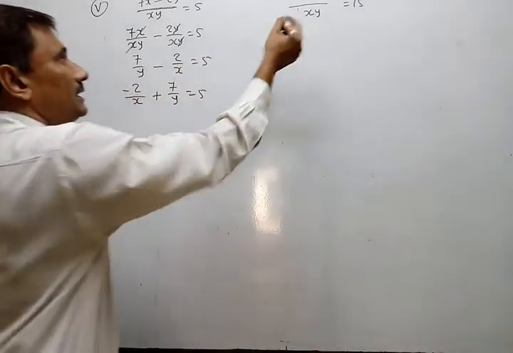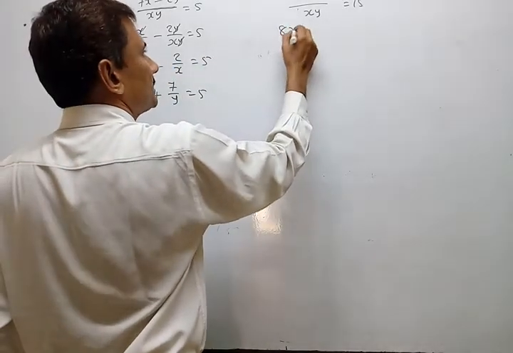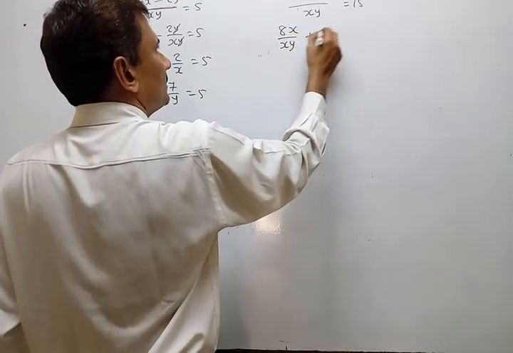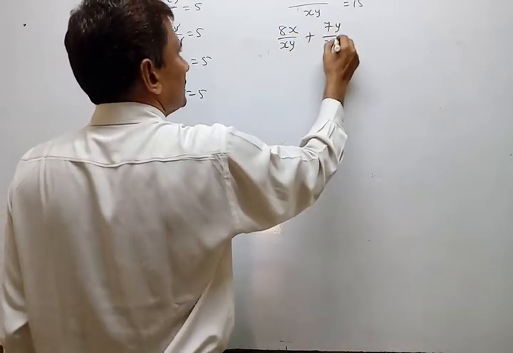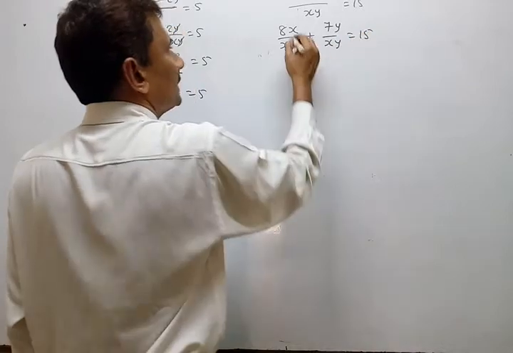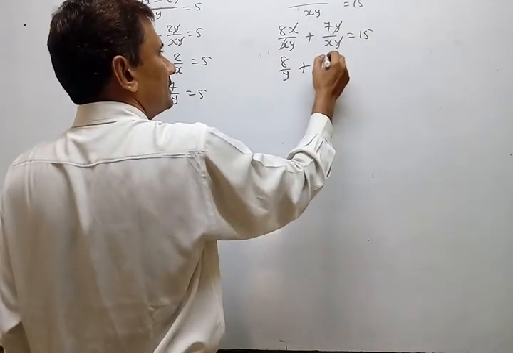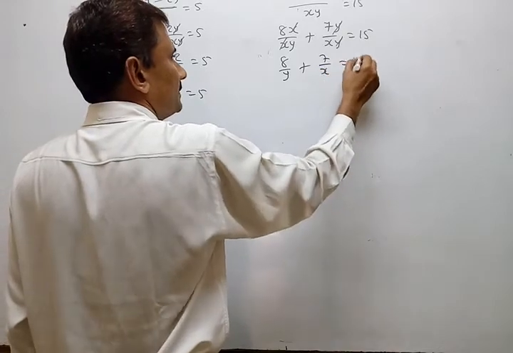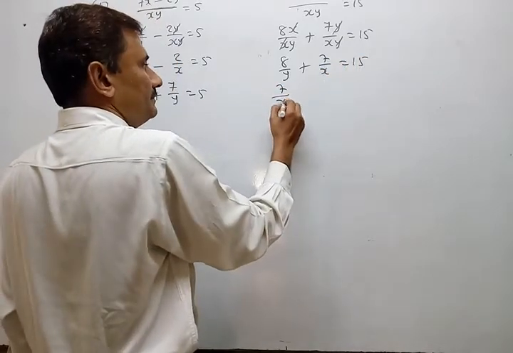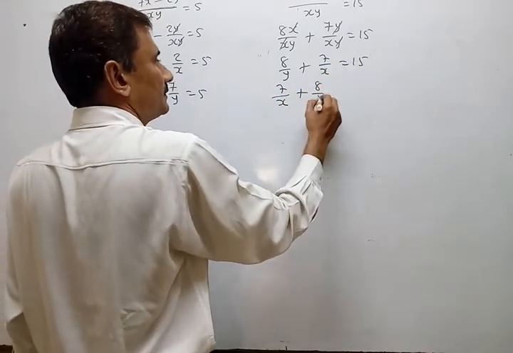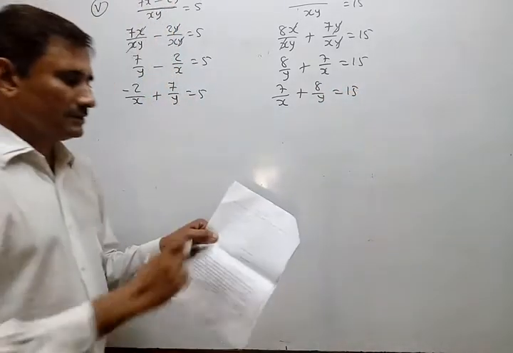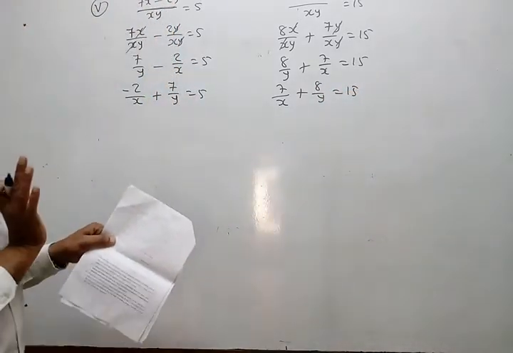Here also, 8x upon xy plus 7y upon xy equal to 15. The x cancels here, so 8 by y, plus the y cancels here, 7 by x, equal to 15. Just arrange them. Now you can see it is just like the first one, it becomes simple.